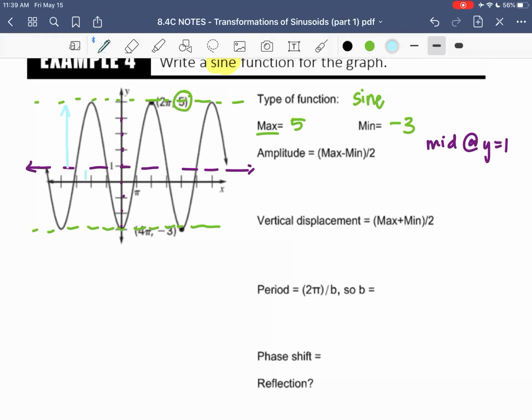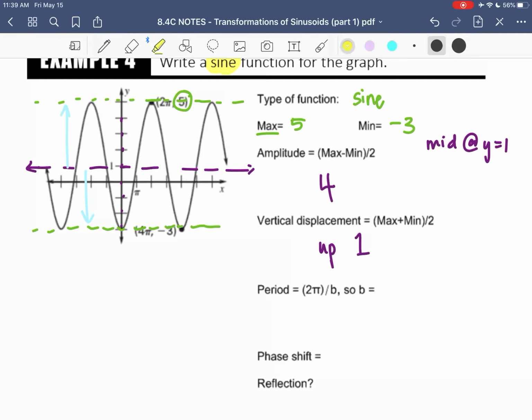And that means the amplitude, so how far up and down do we go from that? We're going 4. So our amplitude should be 4. Okay. Vertical displacement. So we already saw our midline was up 1. So it's like it got shifted up 1. And period 2 pi over b.